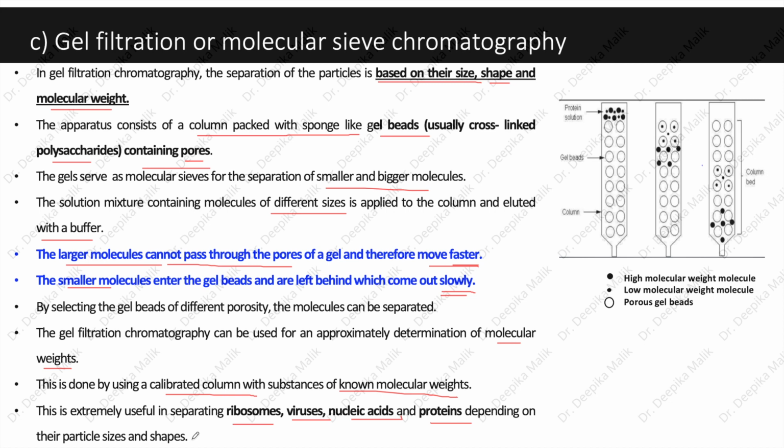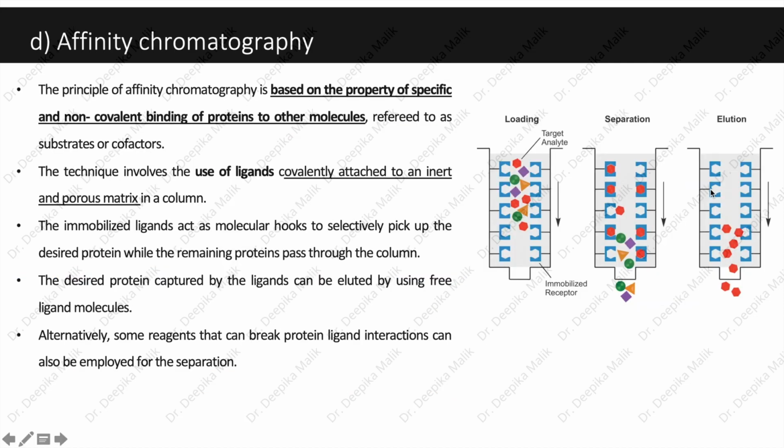So here the diagram is showing you a column which is packed with gel beads containing pores as the stationary phase. When the sample is added onto the column, the large molecules prefer to pass through the interstitial space and come out of the column at a much faster rate, since they do not observe any hindrance, whereas the small molecules enter the gel beads and experience resistance, because of which they come out of the column at a much reduced speed. The next type of chromatography is affinity chromatography.